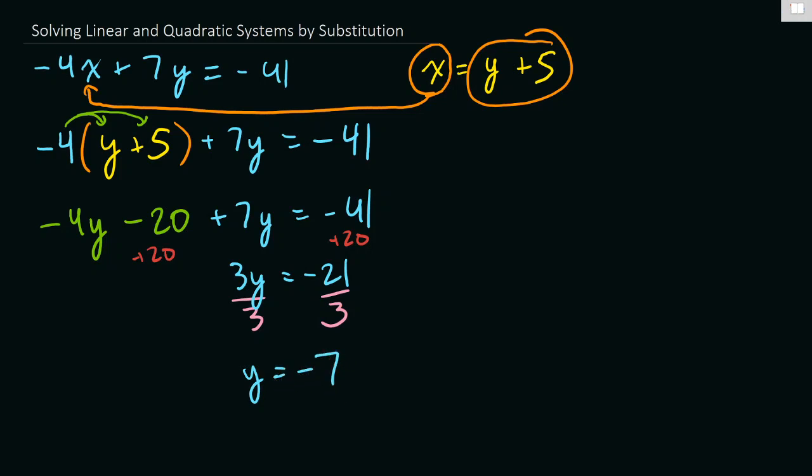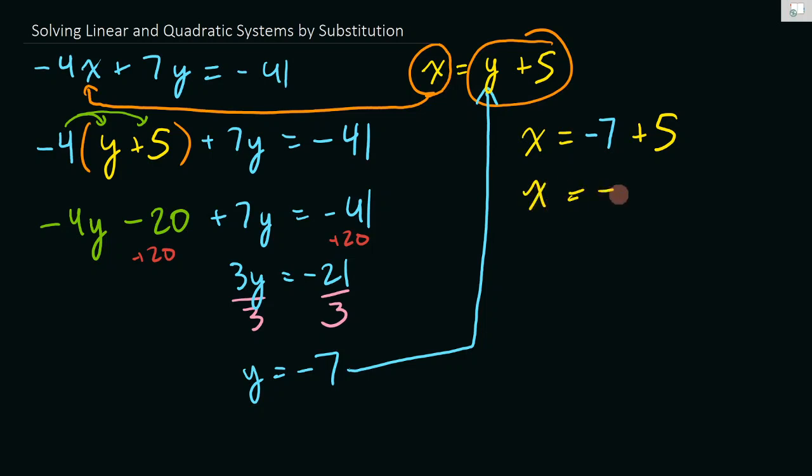Now, we've solved for our y value, but we have not yet solved for our x value. So we're going to take this negative 7 we just found for y, and substitute it back into the other equation. This means we get x equals y, which we know is negative 7 at the point where these two lines are equal. The point where these two lines are equal is where we're allowed to make this substitution. And then we just simplify. x is negative 2. So the solution is negative 2, negative 7.